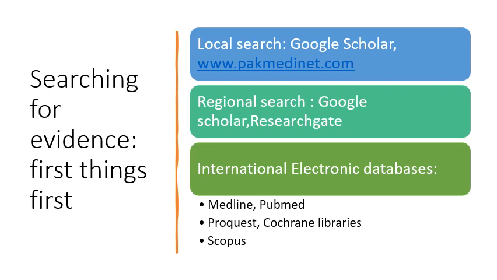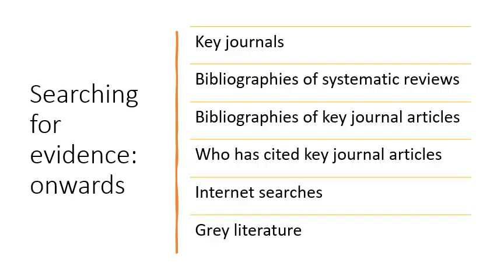As far as international electronic databases are concerned, we have the indexed Medline or PubMed, ProQuest, and Cochrane libraries, which are actually used for searching systematic reviews, while Scopus also has good quality journals in the Q1 and Q2 categories. So international databases can be searched through these search engines. Besides these search engines, you can actually search for the key journals.